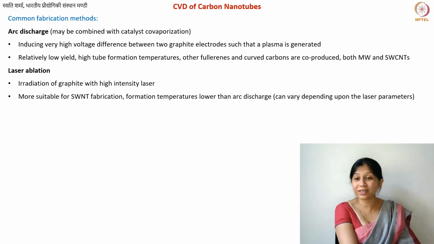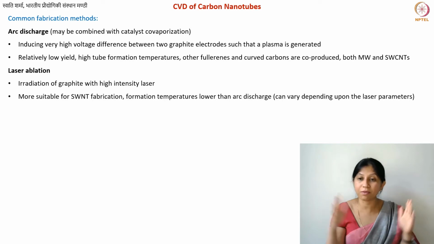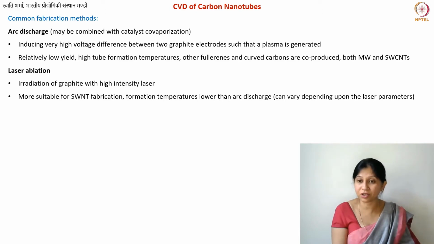This kind of process, interestingly, yields more single-walled carbon nanotubes rather than multi-walled. Okay, it's not that you have no multi-walled carbon nanotubes at all, but you have a much larger region where you have single-walled. So if you see the distribution of the diameters or the type, you will find more single-walled carbon nanotubes using this process. And here also the temperatures are relatively high, but lower than that of the arc discharge method. Depending upon the laser and the parameters, you can also tune the fabrication temperature. Okay, so this is another method, and then we come to CVD.